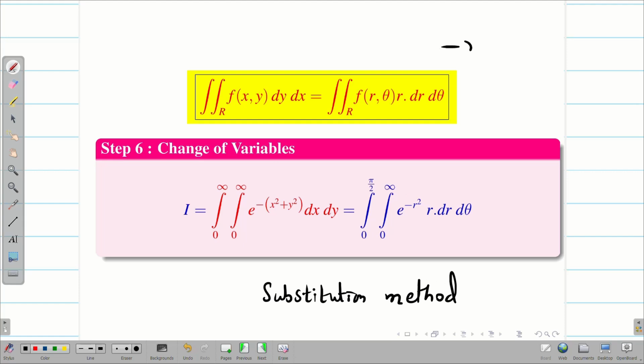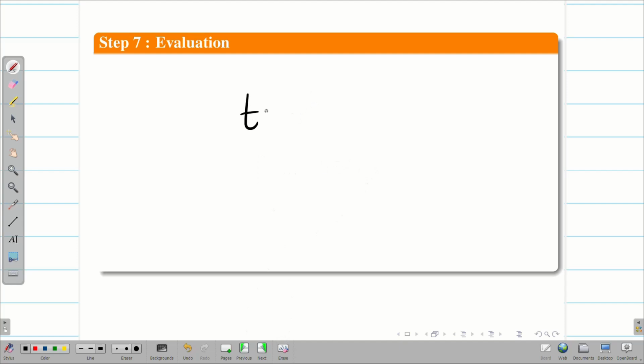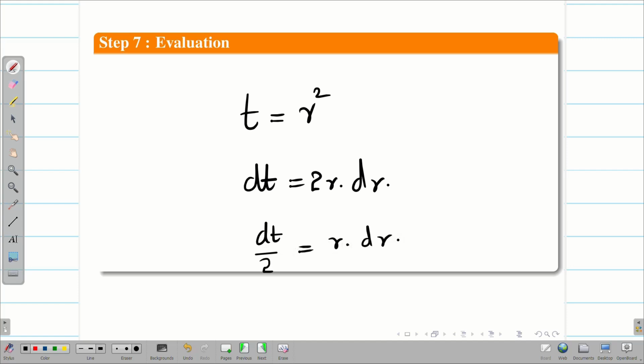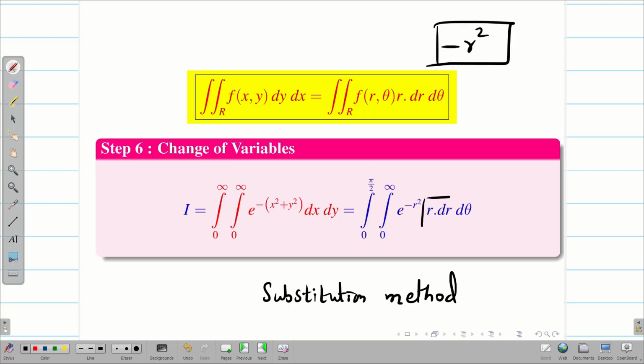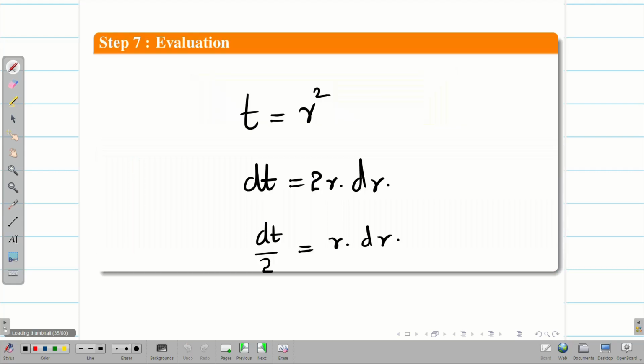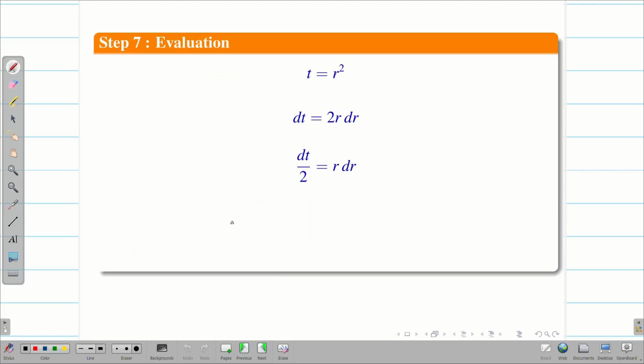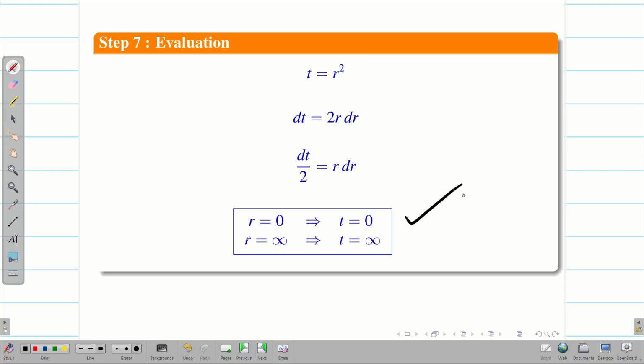So now minus r square is my problem. So I am going to assume t equal to r square. dt is equal to 2r into dr. dt by 2 is equal to r into dr. Now you can see r into dr is there, so I can easily convert this problem. Next, checking limits is very obvious because t equal to r square means when I put r as 0, t is also 0. When I put r as infinity, t is also infinity. So using this, I can solve the problem in a simpler way.